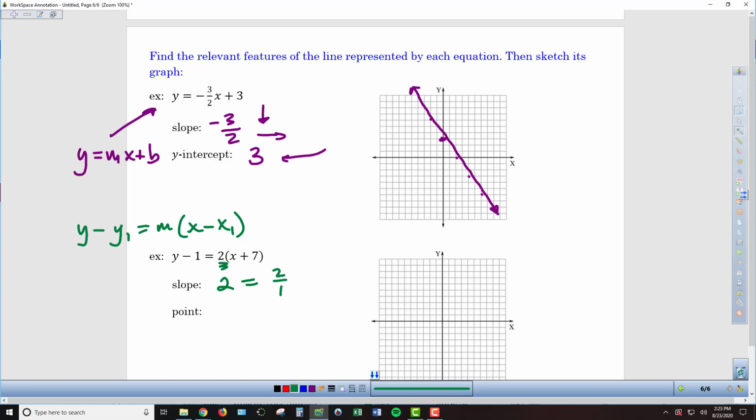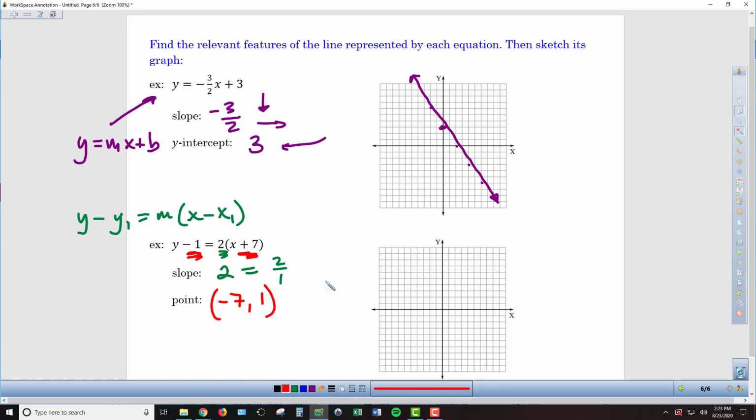And then my point, the point that my line goes through, is going to be determined by the numbers that are being added or subtracted from the x and y. So if you'll recall earlier, I said that the coordinates of the point are the opposite of the positive negative sign that we see in the equation because it's x minus x1. Well, to turn that into a positive, that means that my point's x coordinate needs to be negative 7, and then for y minus 1, the opposite of the positive negative sign that I see there is 1, so that's going to be my y coordinate. So negative 7, comma 1. So that is the point that my line travels through.